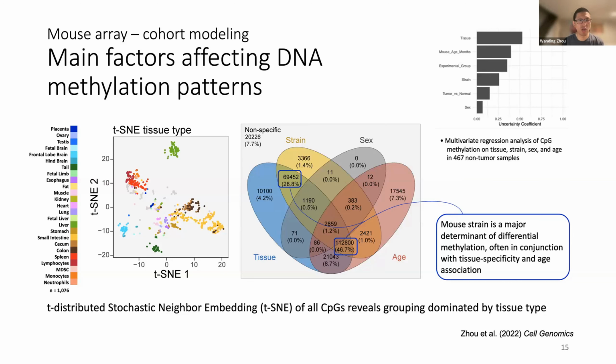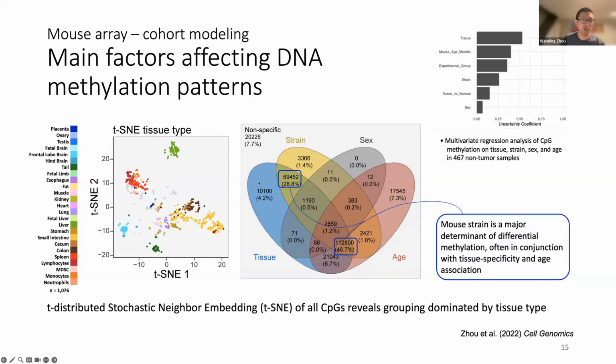So this is to show you how we use mouse methylation arrays to study cohorts of close to or over 1,000 samples of different tissue types, mouse strains, sex, and age. And then we want to ask this question: what factors are the main governing factors affecting methylation patterns? And not very surprisingly, that is tissue type. By simply projecting the methylomes to a 2D plane in an unsupervised manner, we can see that the tissue types drive the clustering pattern. And this is followed by, I think, the age and the experimental groups.